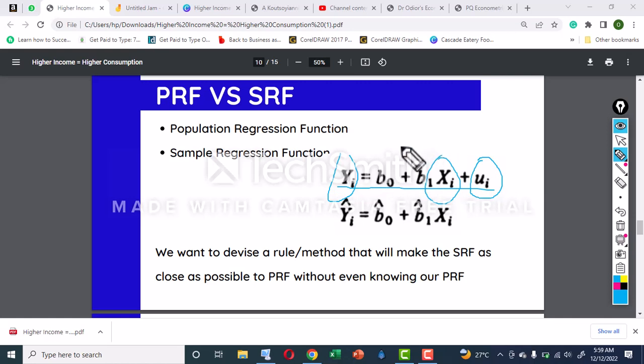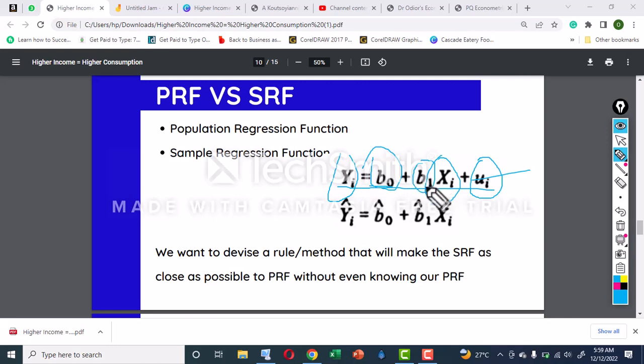So that's what the population regression function is. But since we now want to estimate, we want to know what b0 is, we want to know what b1 is. This b0 is a constant, trying to tell us that, let's remove mu for now, and assume our x1 is 0. It simply means our dependent variable will be our b0.